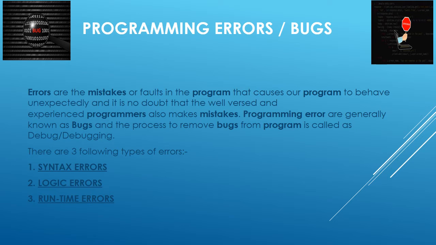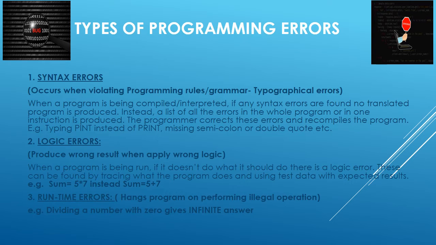Categorically, there are 3 types of errors: syntax error, logic error or logical error, and the third one is runtime error. Syntax error. Syntax error occurs when violating programming rules or grammar. These are generally known as typographical errors. When a program is being compiled or interpreted, if any syntax errors are found, no translated program is produced. Instead, a list of all the possible errors in the whole program or in one instruction is produced. The programmer corrects these errors and recompiles the program.